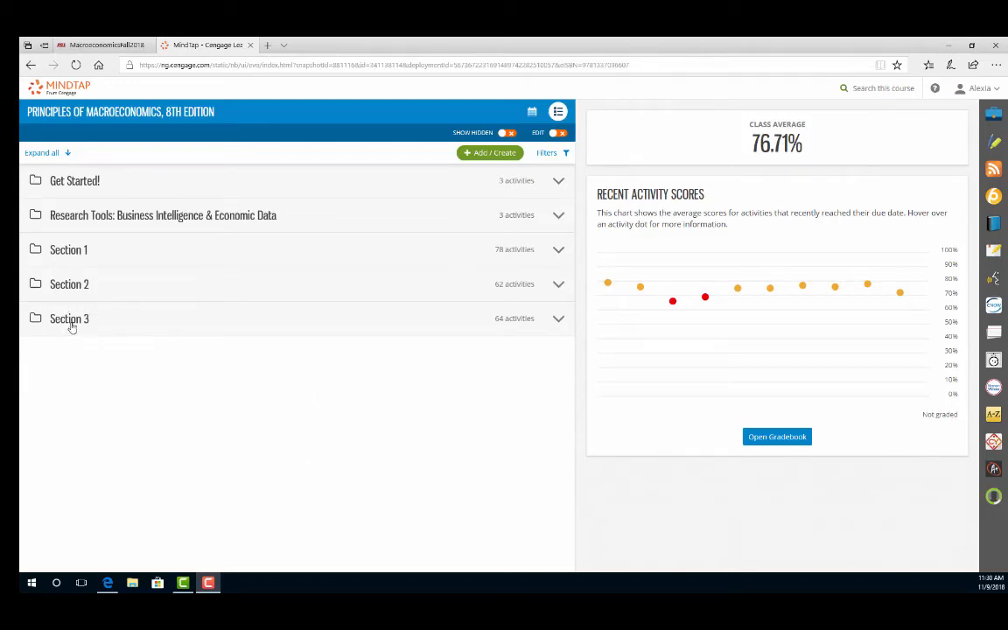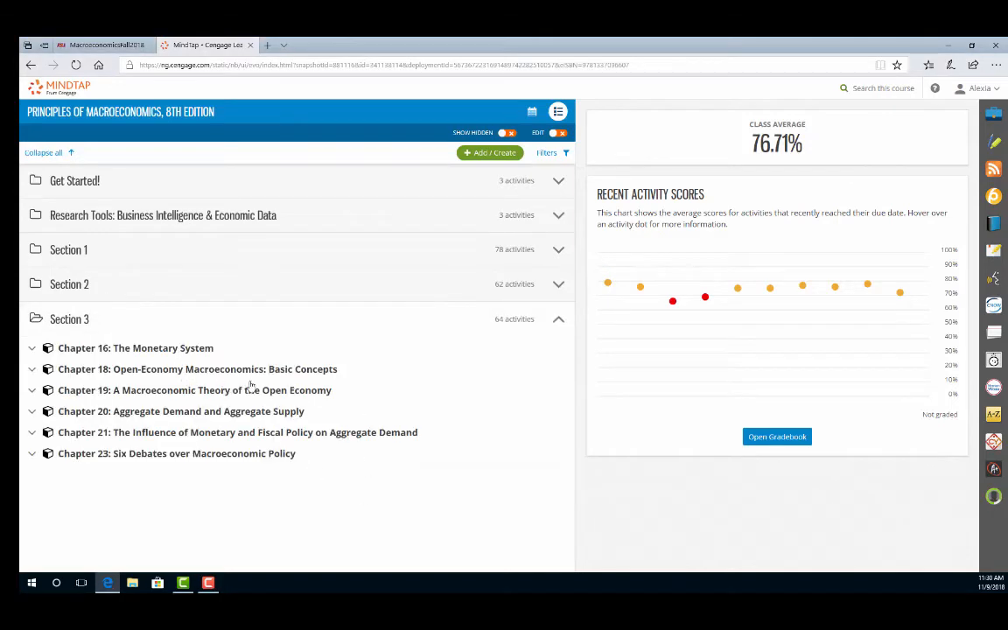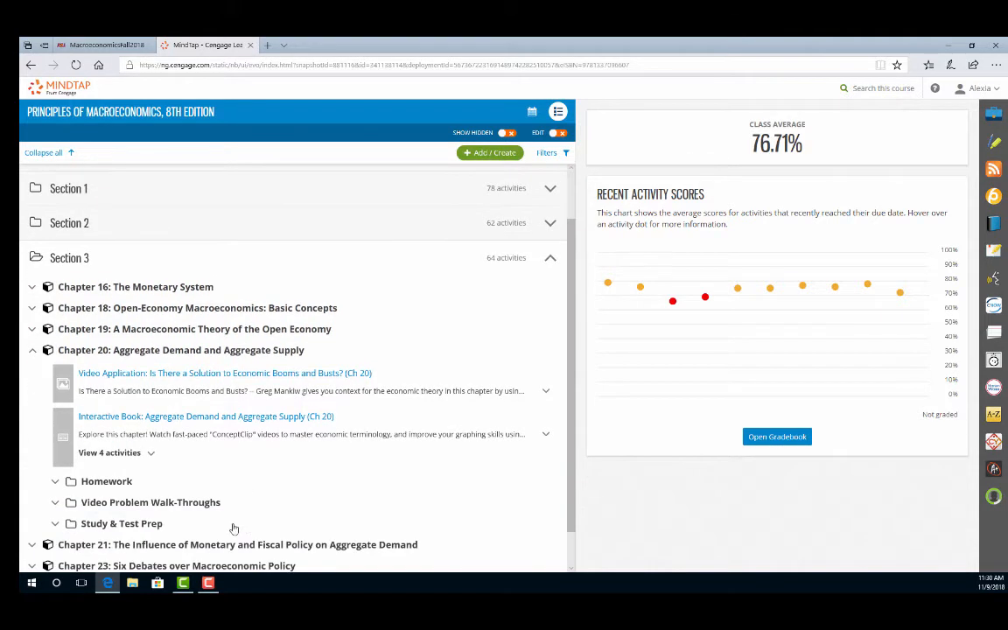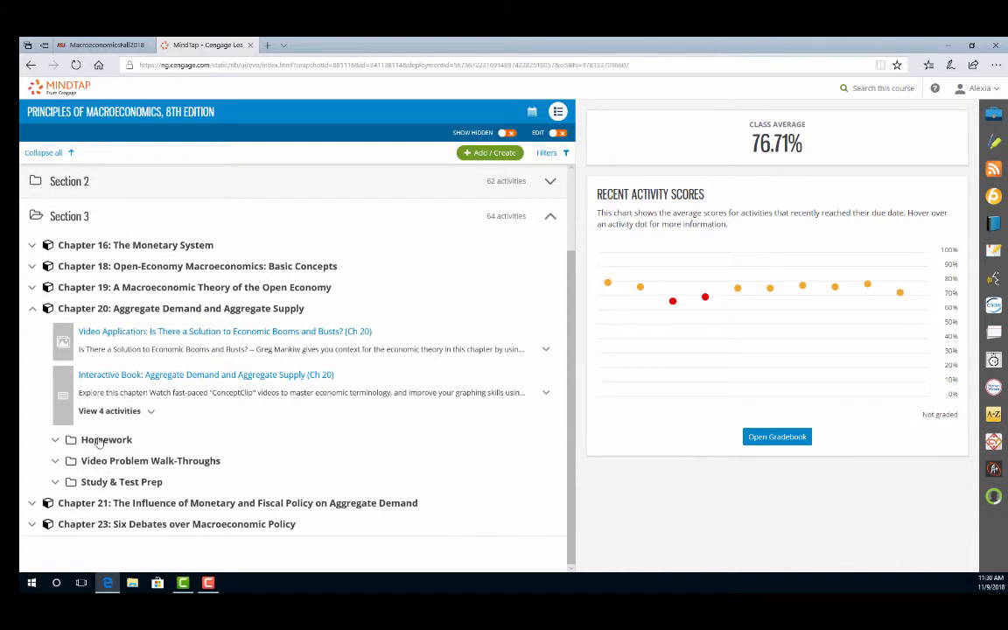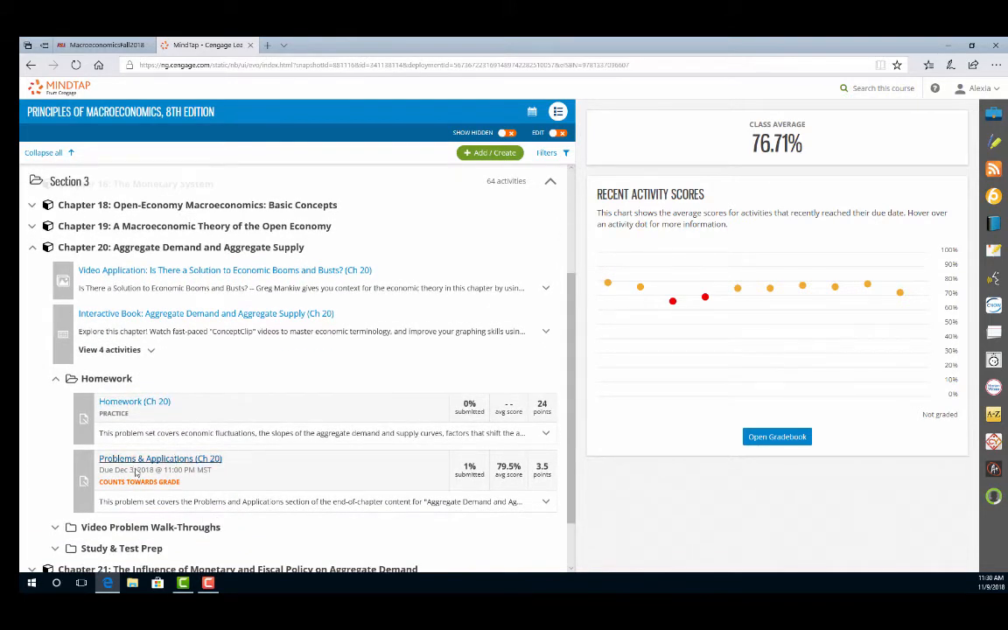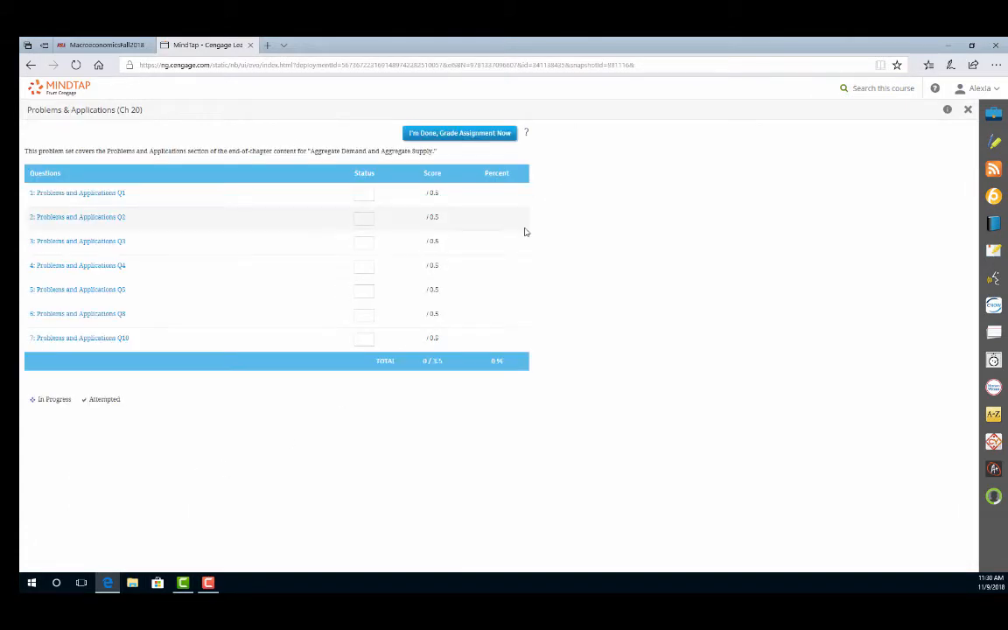Okay, so we're going to do section 3, some of the homework. I think we're going to go ahead and start with chapter 20. So we'll go into the Mind tab. We'll click on chapter 20, and as we've been doing, scroll down to homework, and then the ones that say counts toward grade. So we'll click on problems and applications, and let's open that up.